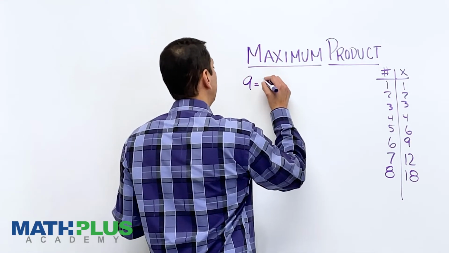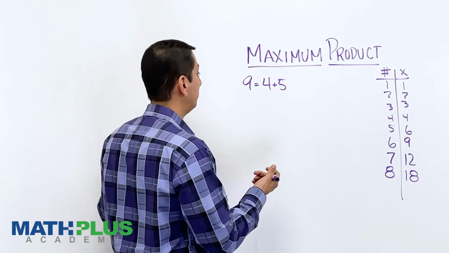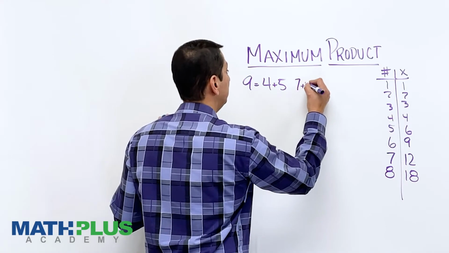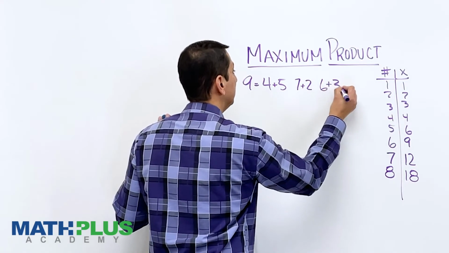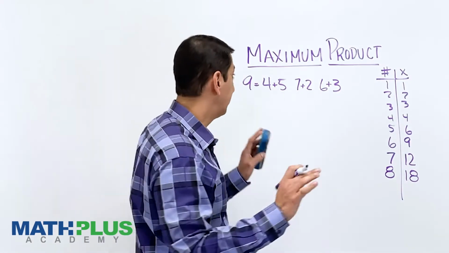Let's see. 4 and 5 would be the most balanced way to split it, since it's an odd number. But I'll go ahead and write the other ones. 7 and 2, 6 and 3, 4 and 5. Again, 8 and 1 would be a waste of my time. I'm not going to bother.